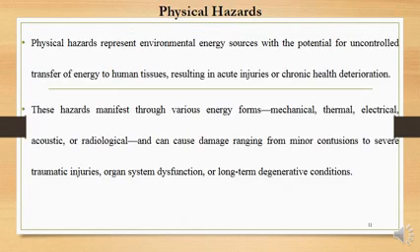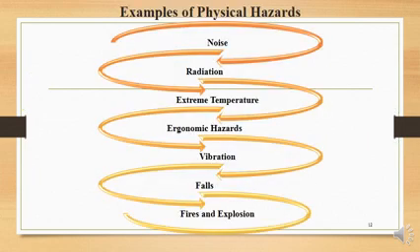So physical hazards represent environmental energy sources with the potential for uncontrolled transfer of energy to human tissues, resulting in acute injuries or chronic health deterioration. These hazards manifest through various energy forms: mechanical, thermal, electrical, acoustic and radiological, and can cause damage ranging from minor contusions to severe traumatic injuries, organ system dysfunction or long-term degenerative conditions. So examples of physical hazards are noise, radiation, extreme temperature, ergonomic hazard, vibration, falls, fire and explosion.